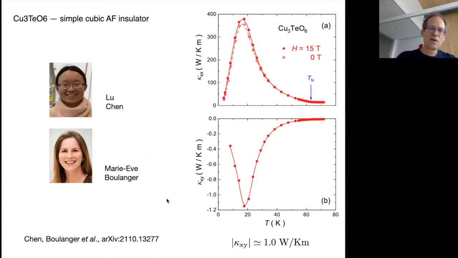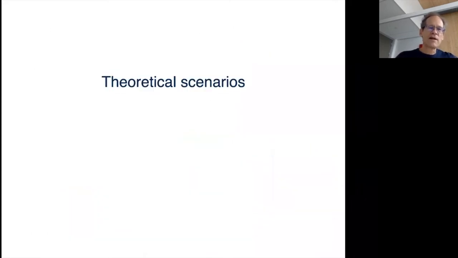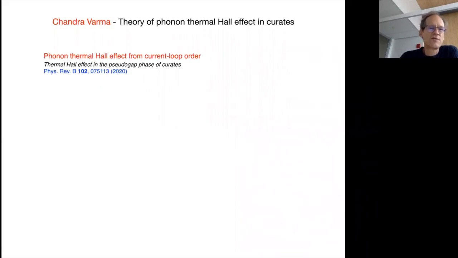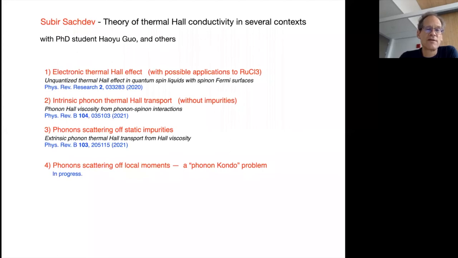What is the mechanism? I won't go through all the theoretical scenarios, but let me just flash through to give you a feeling for what people are considering and who's working on this. There's a sort of excitement over the last 2 years or so. Chandra Varma has a proposal in terms of a special state, but that special state only potentially occurs in cuprates, so it would not explain all these other materials. Subir Sachdev has done a lot of work on this. He's fascinated by the phenomenon, and he's looking at various possible mechanisms. And the latest thing he's working on is something like a phonon Kondo problem, where the phonons would scatter off local moments. And so he's trying to think of whether that could explain the physics.